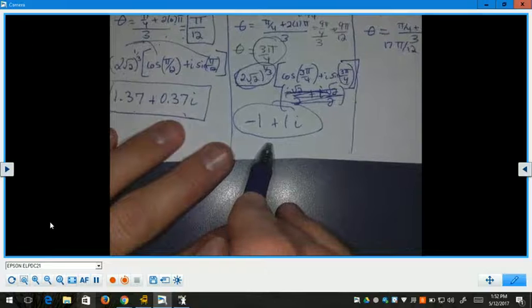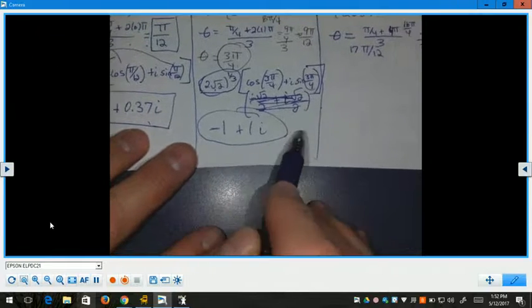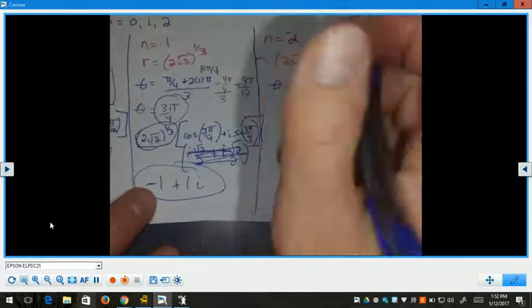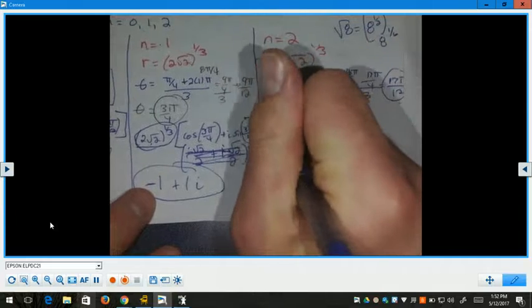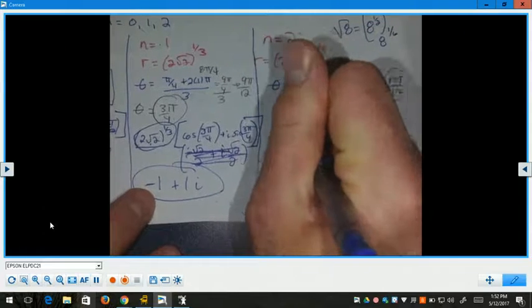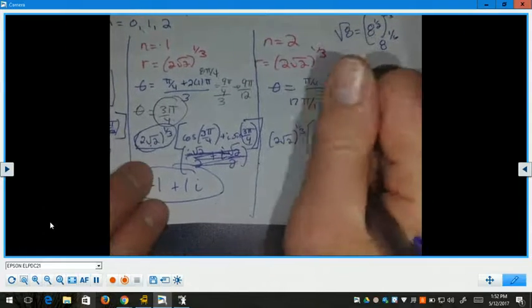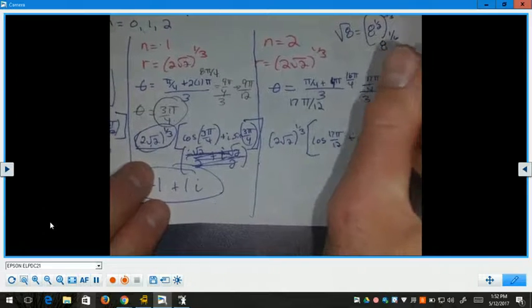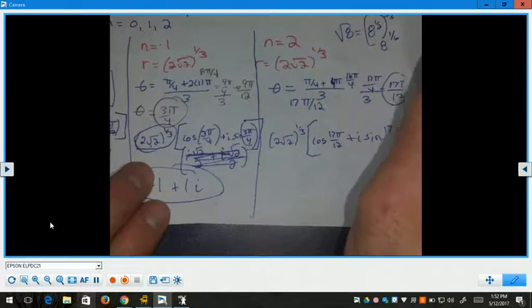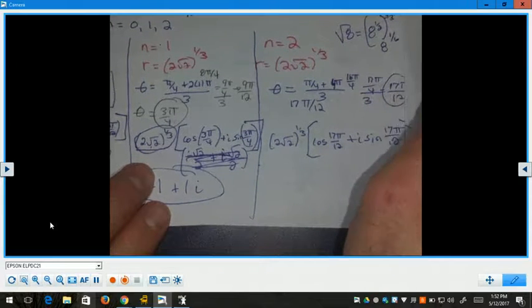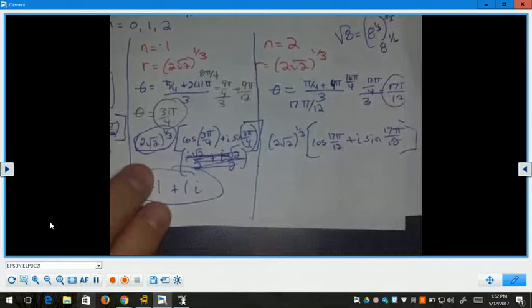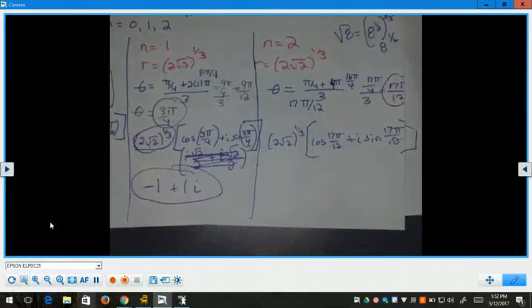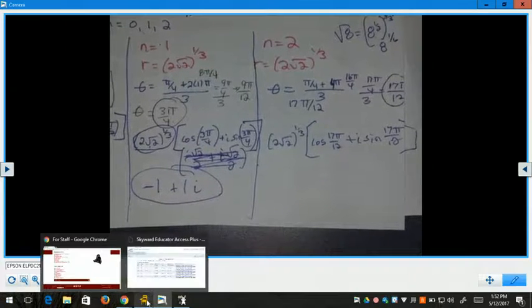And then I have one more root to go, which means I'm just going to repeat this same exact process, but with this value of r, so 2 square roots of 2 to the 1/3. This will be my polar form of the answer. Cosine 17 pi over 12 plus i sine 17 pi over 12. There's my polar form of the answer. We need to get it in rectangular form.